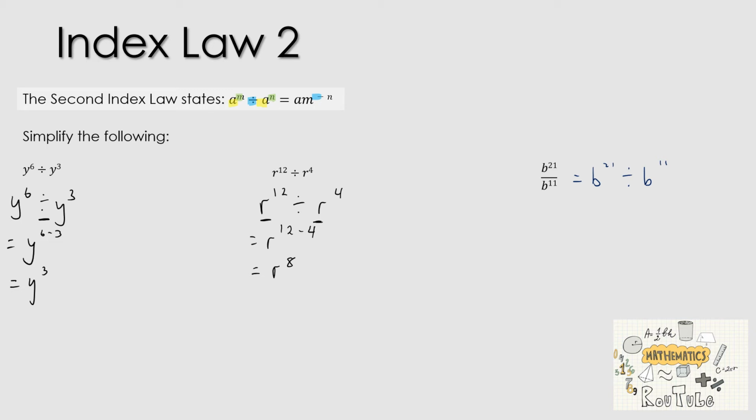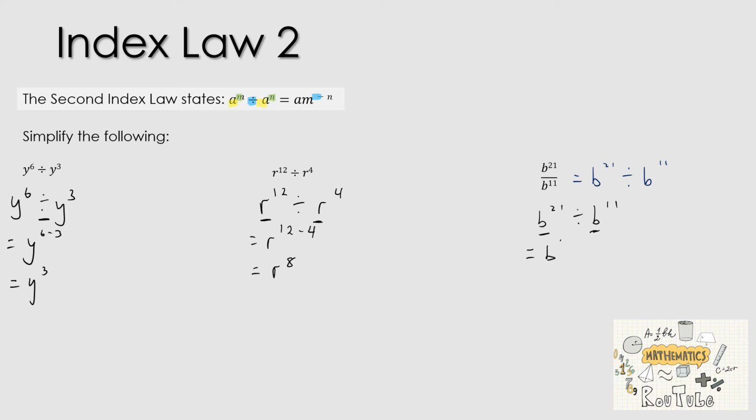It's really important to know that they are both the same. It doesn't matter which way you write them, but you'll see them in both scenarios, so you need to know what to do. So once again, I'm just going to write that down. We've got b to the power of 21 divided by b to the power of 11.